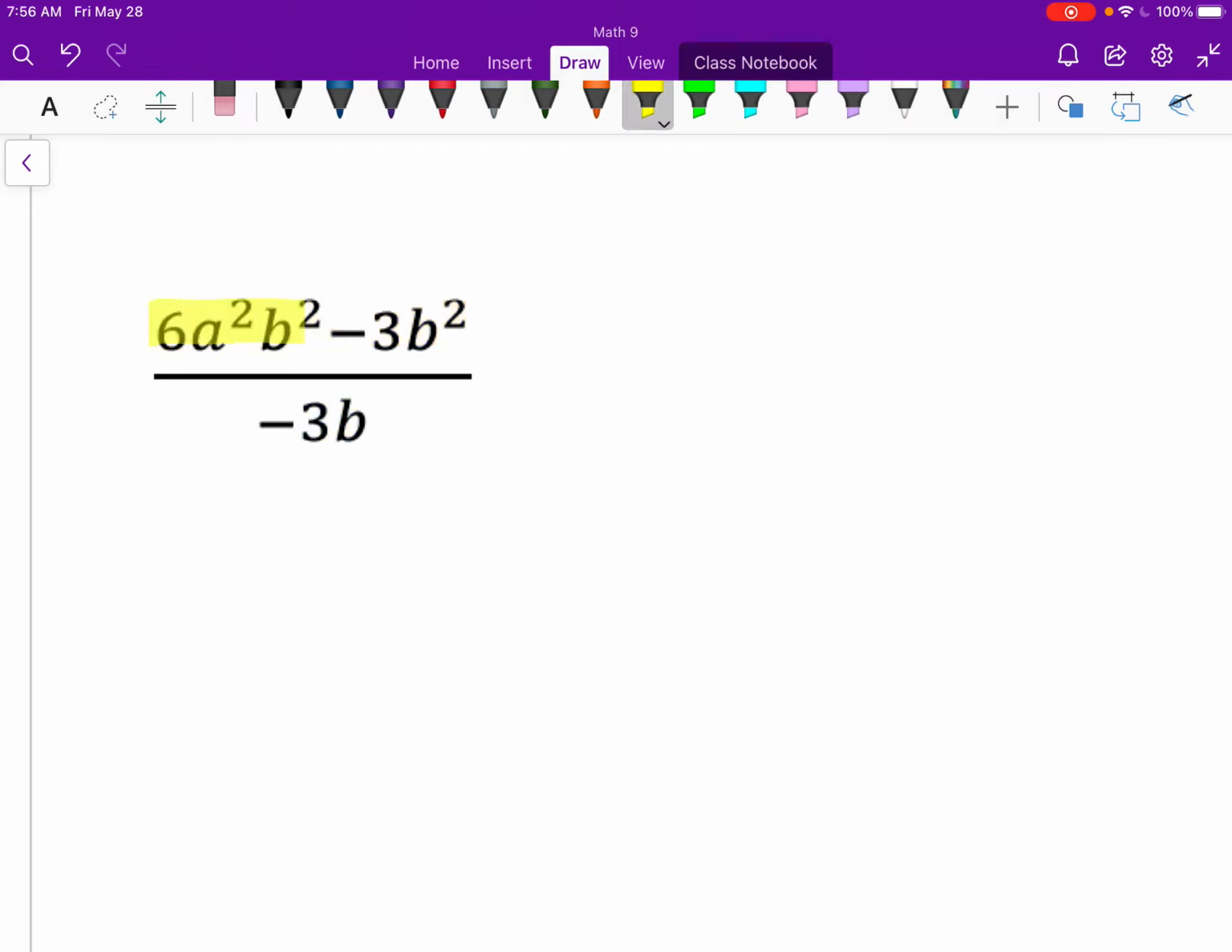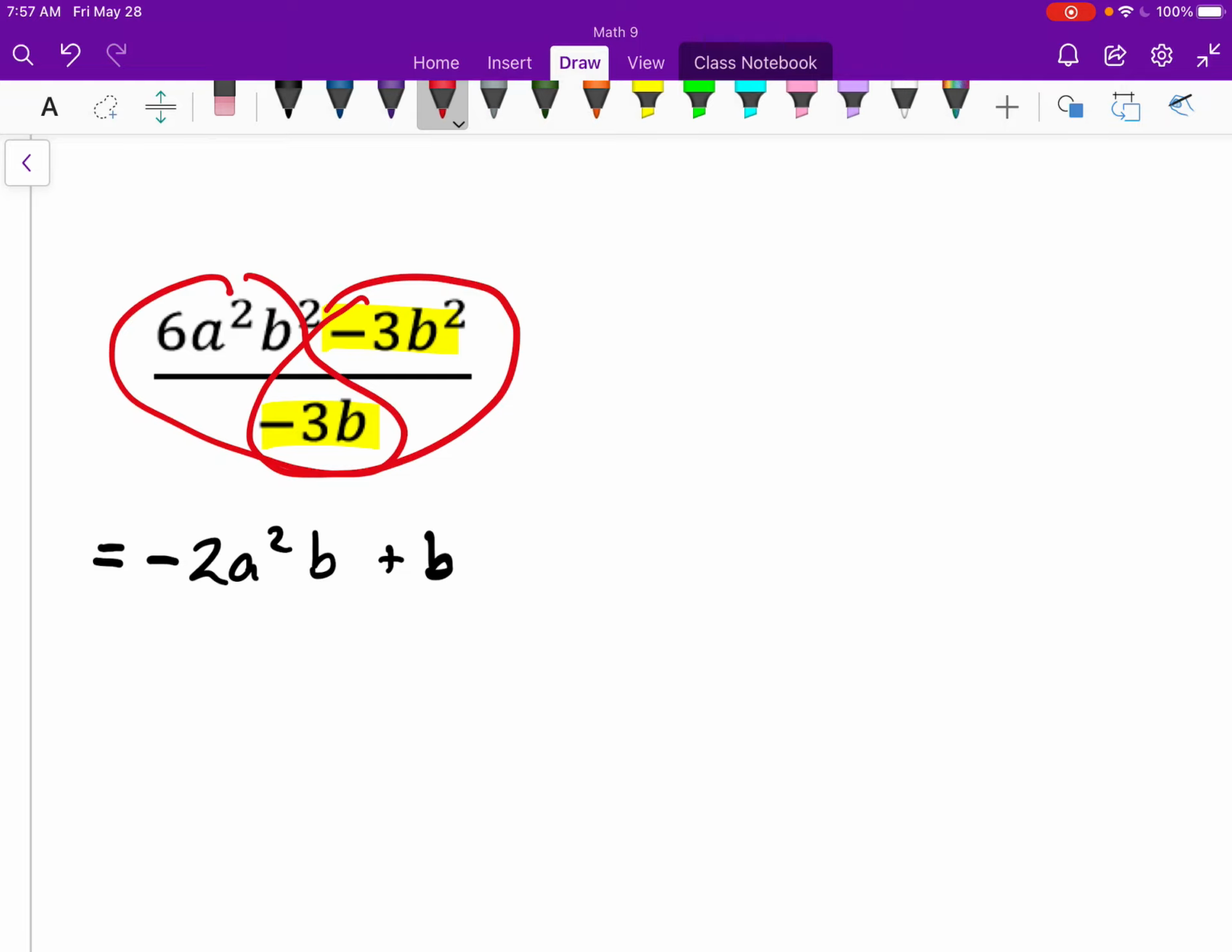First I'm going to look at this pair right here and think, what is 6a squared b squared divided by negative 3b? Well, 6 divided by negative 3 is negative 2. A squared divided by nothing else is just a squared. B squared divided by b is b. Now I'll look at this pair. Minus 3 divided by minus 3 is positive 1. B squared divided by b is just b. And again, that little 1 in the front I don't need anymore, so I'll just write it as b. Now, if that was too quick, then do what I did before. Literally write this fraction minus this.